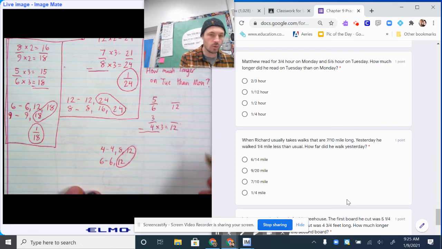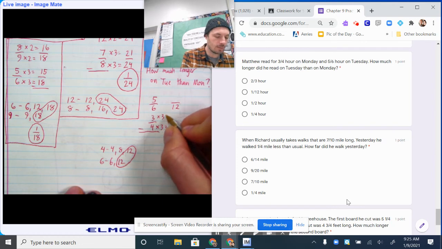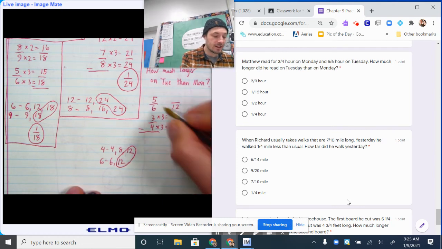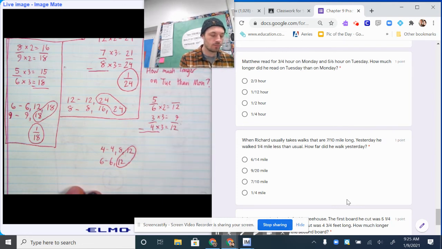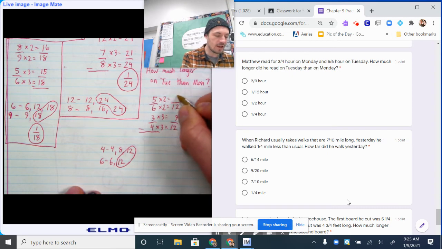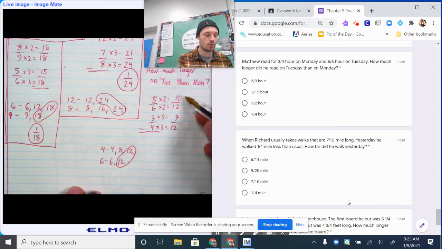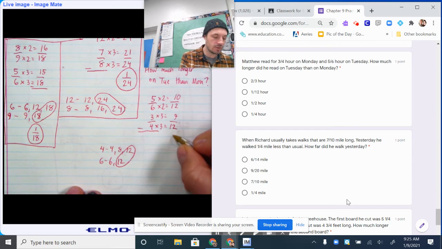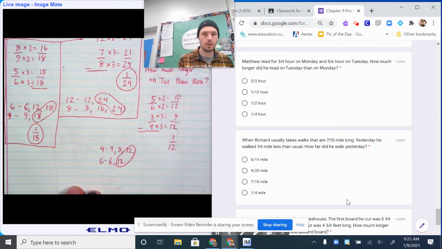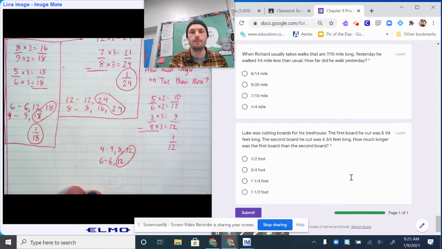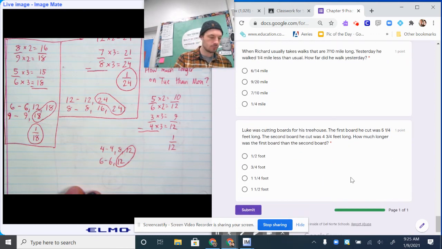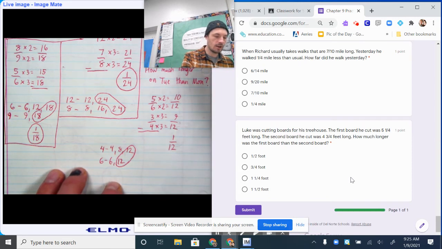4 times 3 is 12. 3 times 3 is 9. 6 times 2 is 12. 5 times 2 is 10. And 10 twelfths minus 9 twelfths is 1 12th. So he read for 1 12th of an hour longer on Tuesday than he read on Monday. And I'm going to box this off.